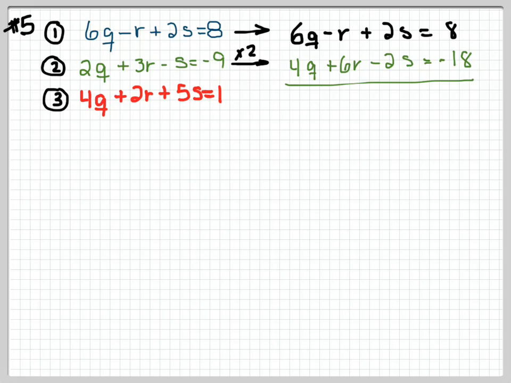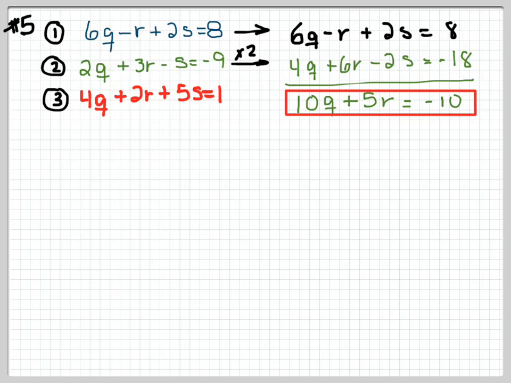Now I add those together, giving me 10Q plus 5R. Now my S's have disappeared, equals negative 10. So that's one of my equations that I've created with only two variables, Q and R, in it.